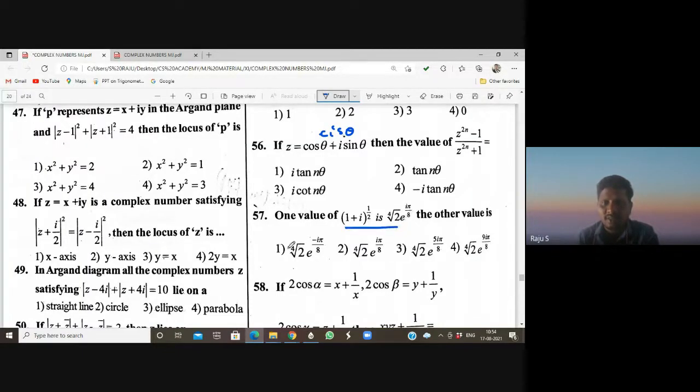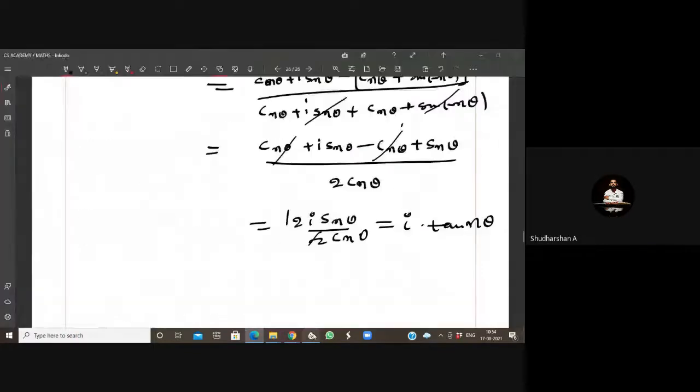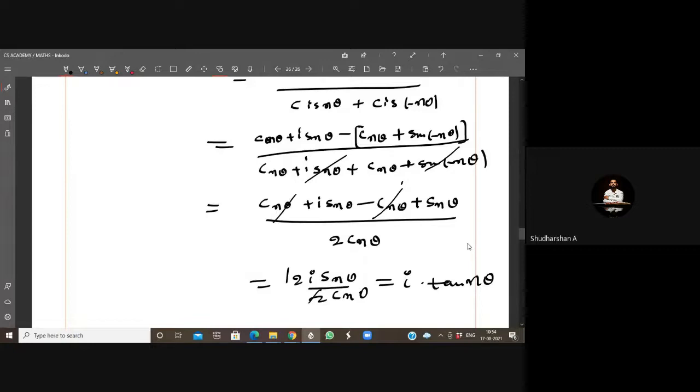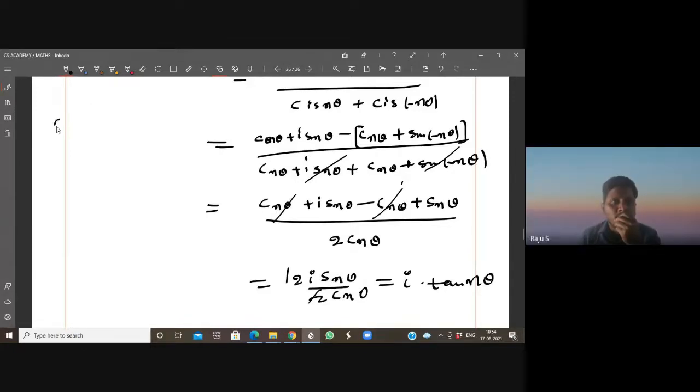This is nothing but... Sir, one minute, can you show that? Yeah. De Moivre's theorem means cos theta plus iota times sine theta can be written as cis theta, or else it can be written as e to the power of i theta. This is called De Moivre's theorem. Properties are there: cis theta 1 into cis theta 2 is equal to cis of theta 1 plus theta 2. These properties are there, you have to remember.